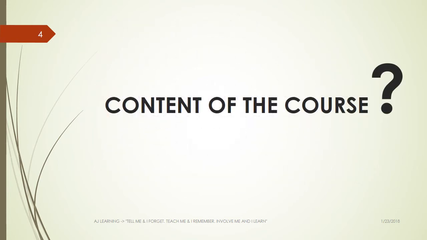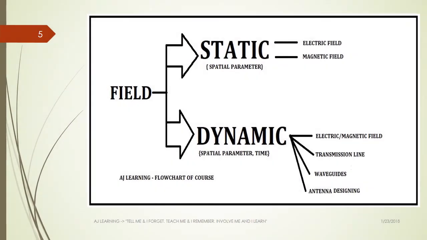Now let's talk about the content of the course. What we are going to learn in this course. So, simply I divided the field into two parts, static as well as dynamic. Now first understand what is static. Static field is that field which does not vary with respect to time. And this type of field originates two fields, electric field as well as magnetic field. This electric field is known as electrostatic and this magnetic field is known as magnetostatic.